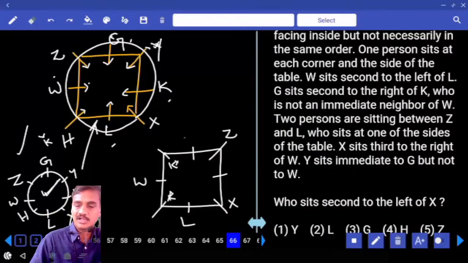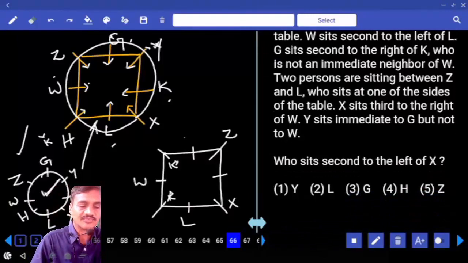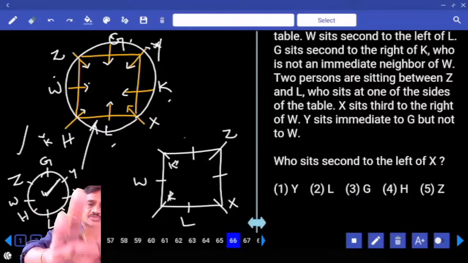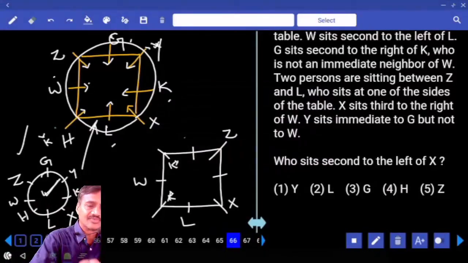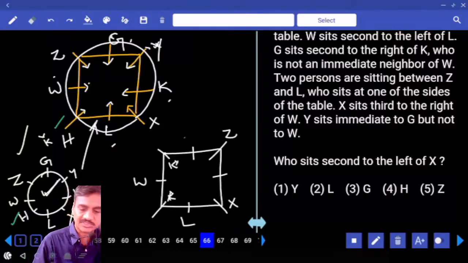Closed figure, all the persons are facing towards one direction. And who sits second to the left of X? Who is the second to the left of X? Second to the left of X is H. Here also, second to the left of X is H. That is the answer, choice for question number 66.